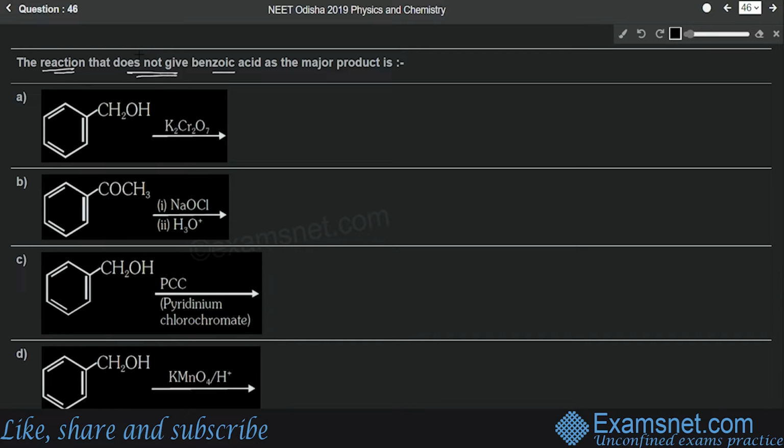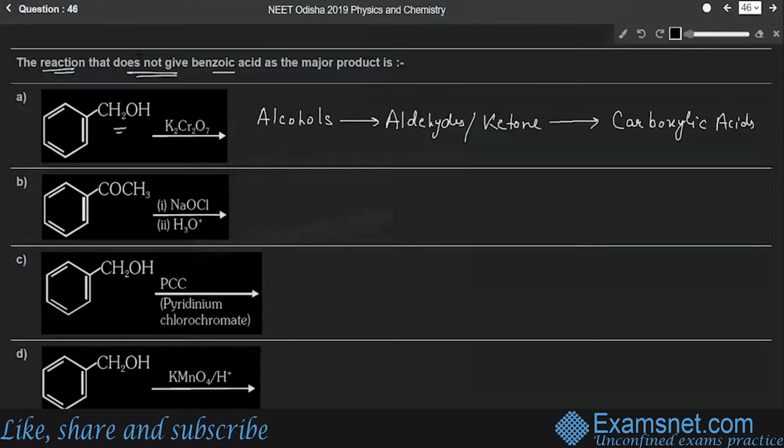Okay, so we can see that in all the given options, alcohol is the reactant. That means we have to convert alcohol into the acid. Now, we know that alcohols need to get oxidized in order to get converted into aldehydes or ketones, based on the position of hydroxyl group. Then these aldehydes and ketones further get oxidized to get converted into carboxylic acids. But if we have to convert alcohols directly into carboxylic acids, then very strong oxidizing agents are used. Very strong oxidizing agents can convert all alcohols directly into the carboxylic acids.